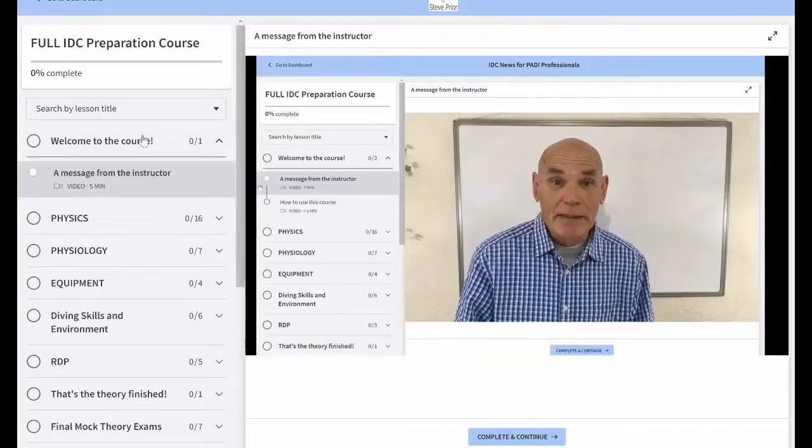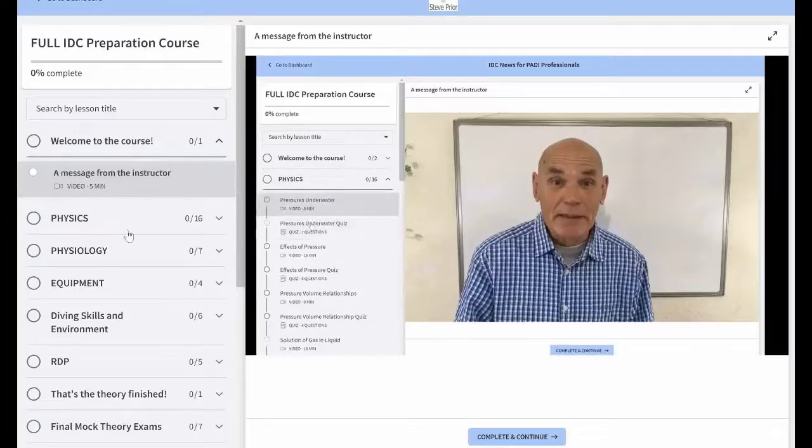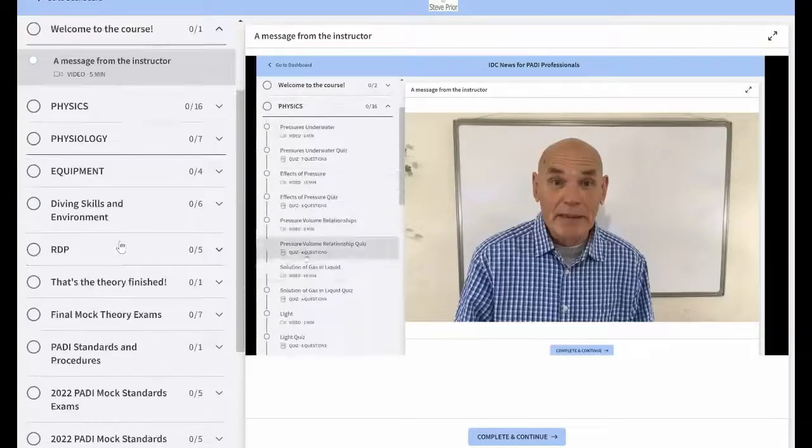The screen we're looking at the moment is called your course player. This is going to become really familiar to you in the next few days. But let's have a look here on the left hand side and we'll find out what's involved down here. So down here we've got our theory topics, physics, physiology, equipment, diving skills, RDP, all that stuff. We'll have a little look a little bit deeper into those in a minute, but I want to talk to you a little bit more about what's in this program.